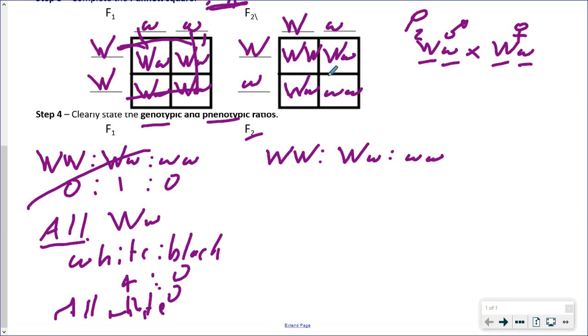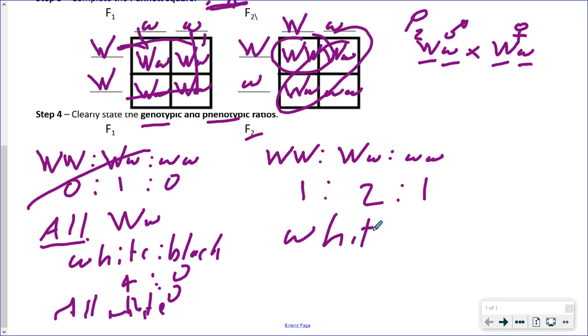So if we take a look at this, we have 1 out of the 4 in the Punnett square. That's going to be the homozygous dominant. We have 2 of them that are heterozygous, and we have the remaining one, which is going to be the homozygous recessive. So we have a 1 to 2 to 1 ratio. For the phenotypic ratio, once again, write the dominant one first, which is the white colored sheep, and the other one, the only other possibility, is the black.